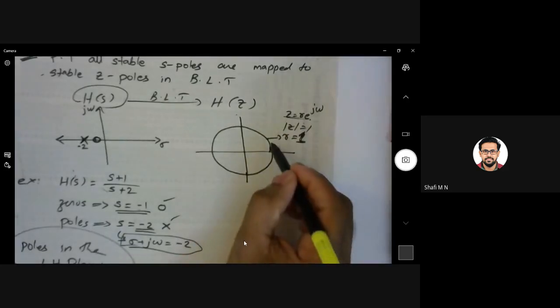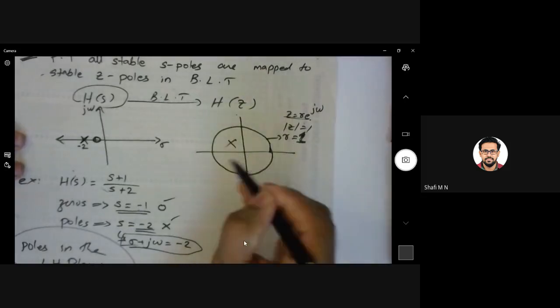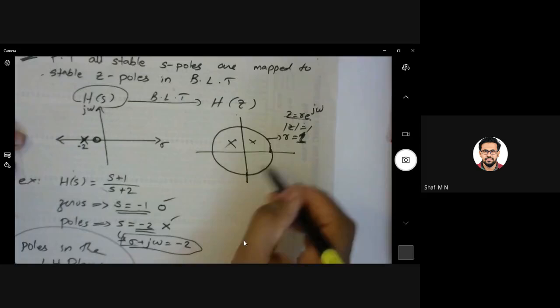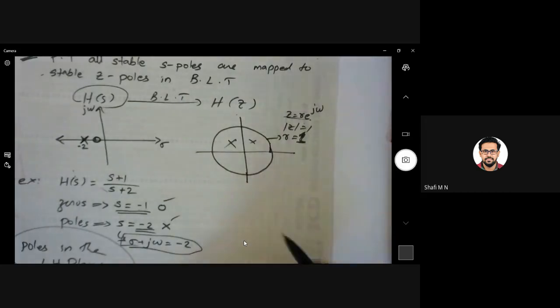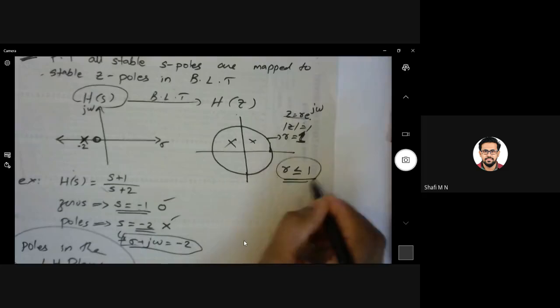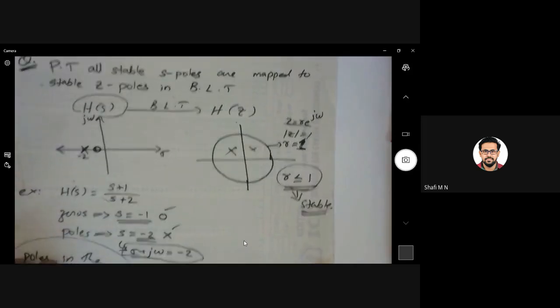If you are in the Z plane and the poles are located within this unit circle, you can say that the system is stable. That means the value of R should be less than or equal to 1. This implies your system is stable.